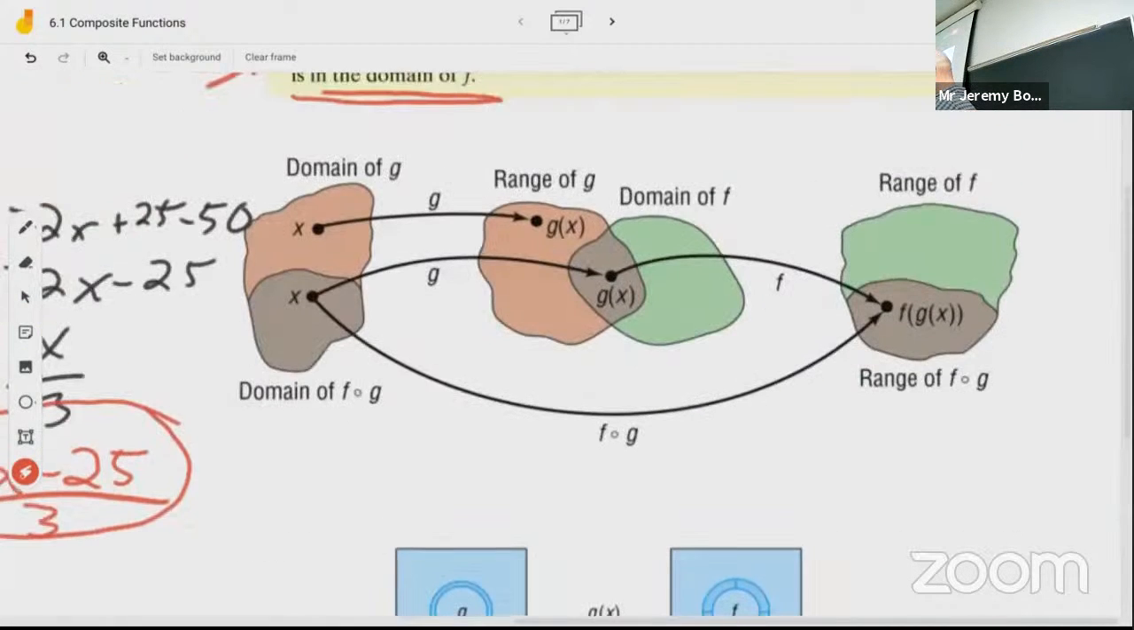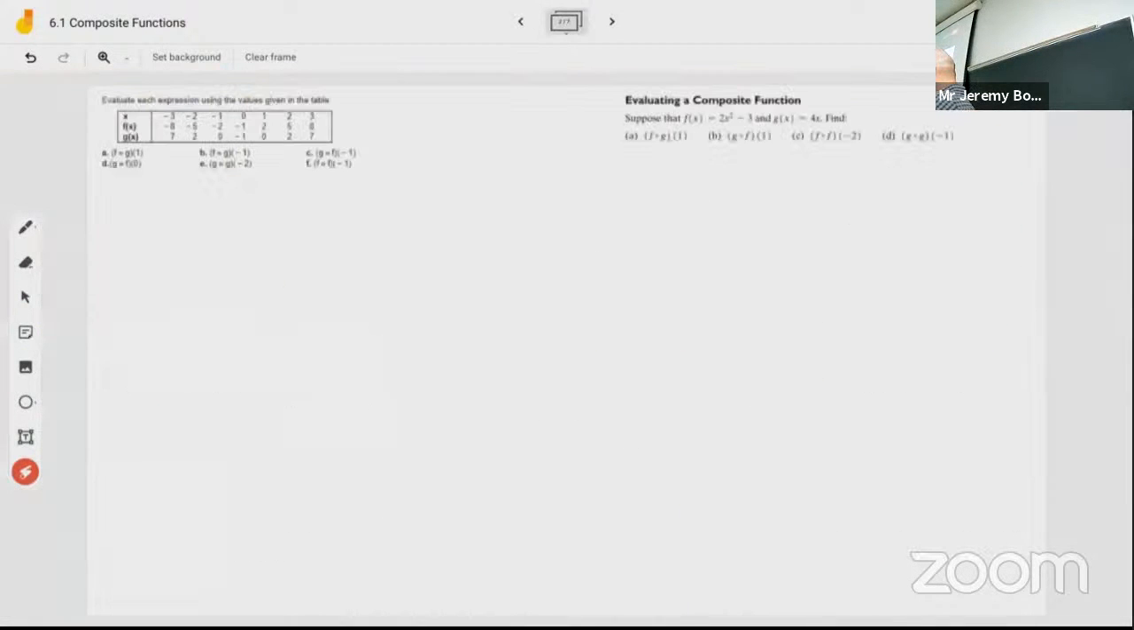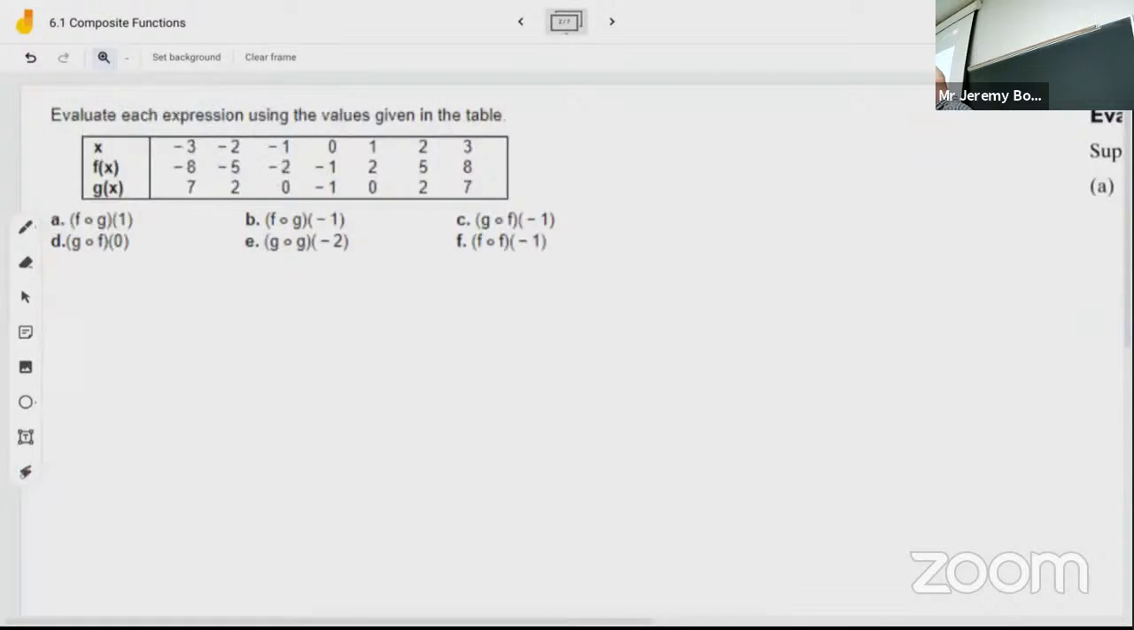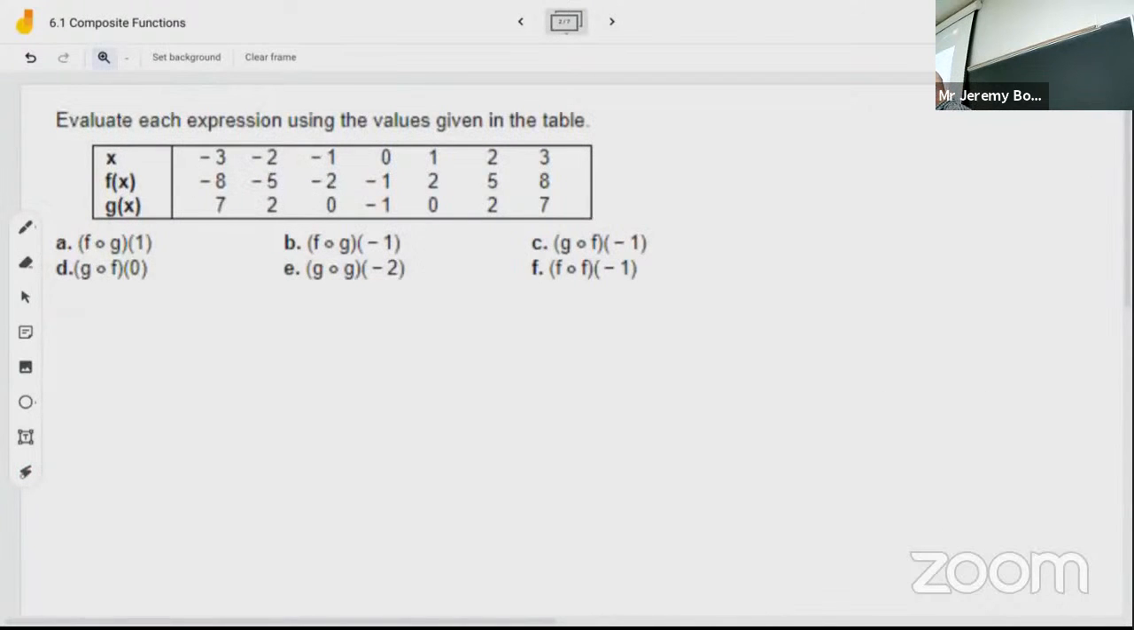All right. So let's look at this problem right here. I like these, but people always struggle with them on the homework. So I was like, well, let's do one in class.